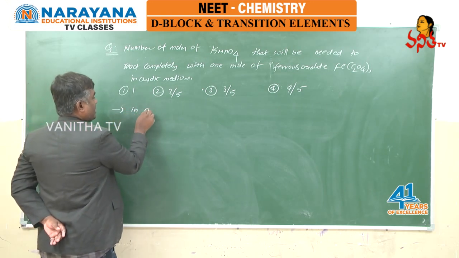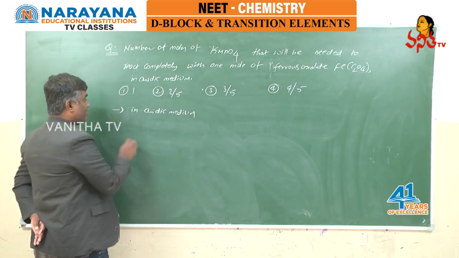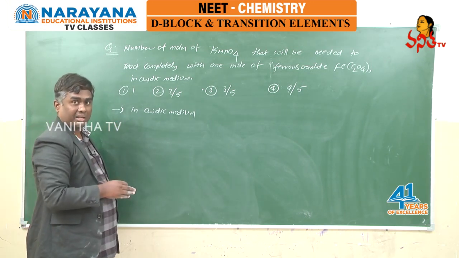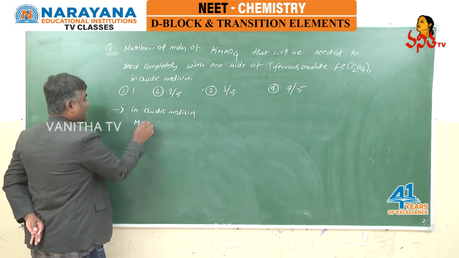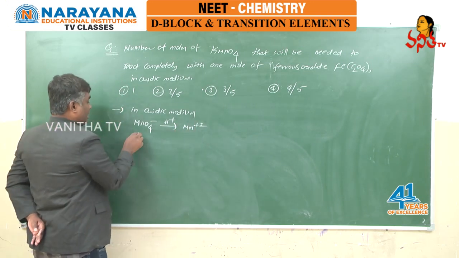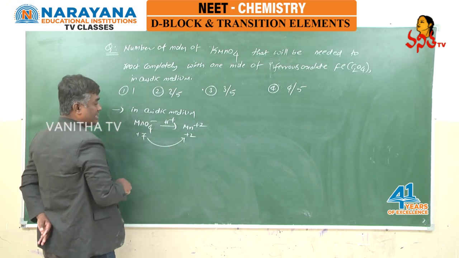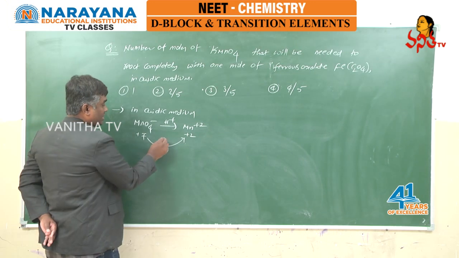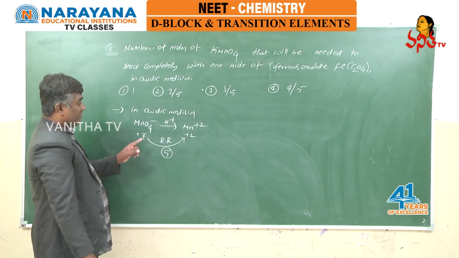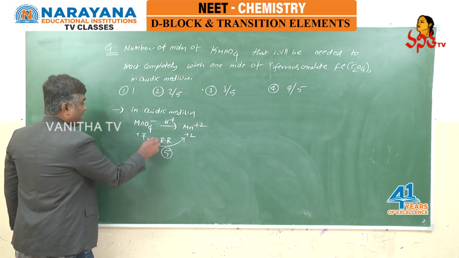Since it is given in acidic medium, in place of KMnO4 we can write the permanganate ion, MnO4 minus. So in acidic medium MnO4 minus turns into Mn plus 2. Here the oxidation state is plus 7, here it is plus 2, so plus 7 is becoming plus 2. This is a decrease in oxidation number, so this is a reduction reaction, and the change in oxidation number is 5. And if this is a reduction reaction, the other must be an oxidation reaction.